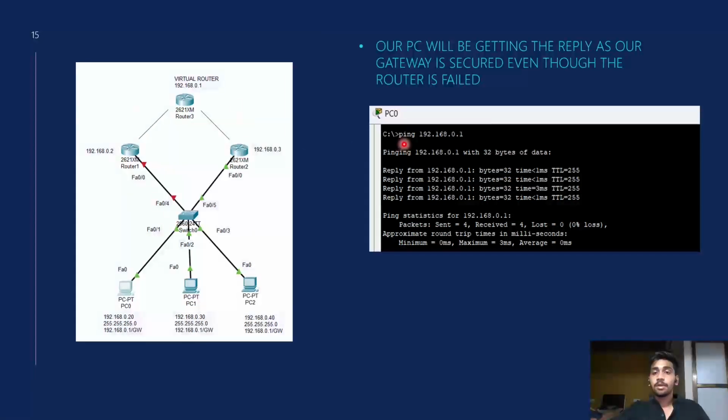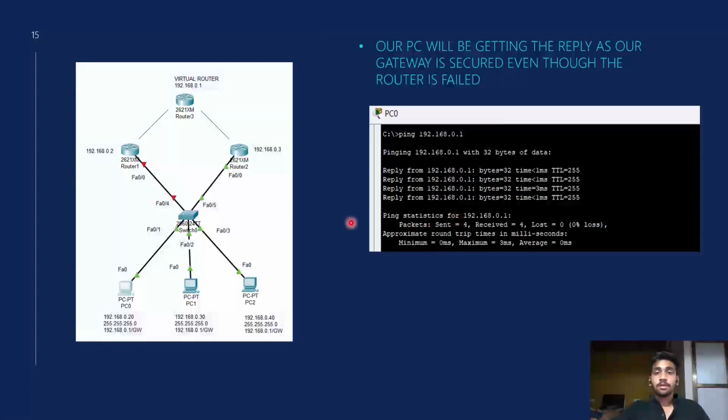So now, writing the command ping 192.168.0.1, we can see that the replies are getting started. As you can see, there is no direct connectivity, but due to HSRP we are able to get a reply from it, which was earlier not possible.